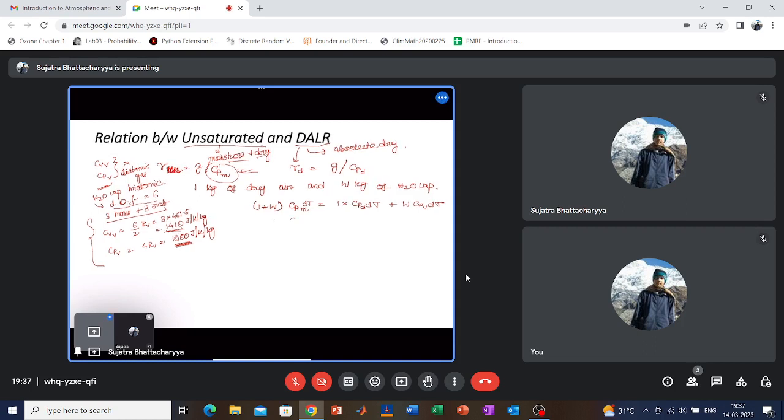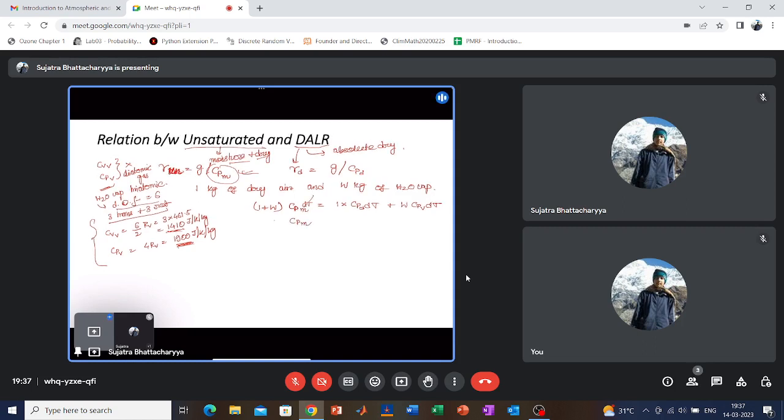Now this becomes CPM, after chopping out dT, equal to CPD plus W CPV divided by 1 plus W, right? Now I will do a very typical kind of derivation to simplify this. Apply (1 plus W) to the power minus 1, and we apply the binomial expansion, neglecting higher order terms. Therefore we get (CPD plus W CPV) into (1 minus W).